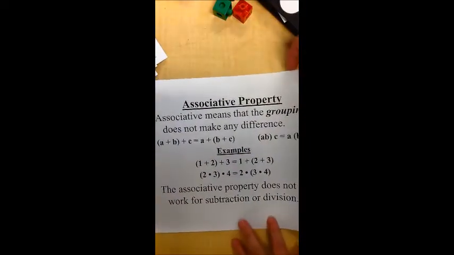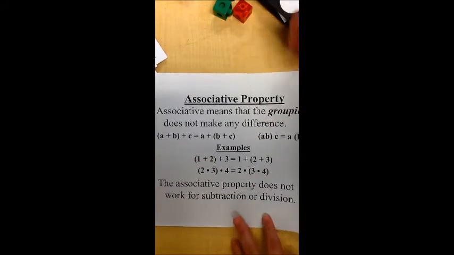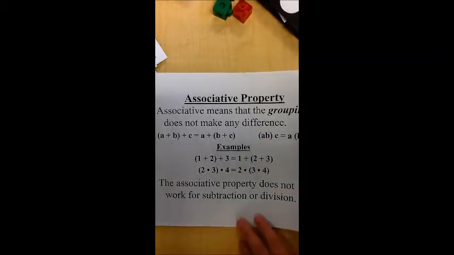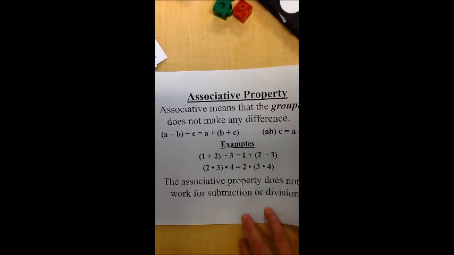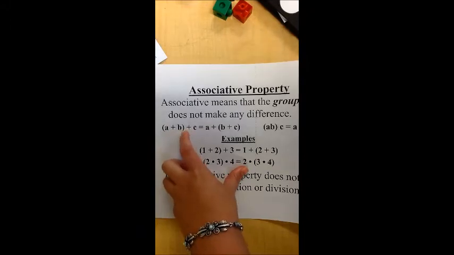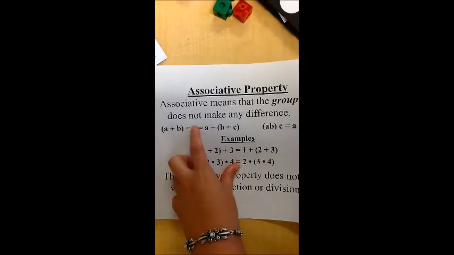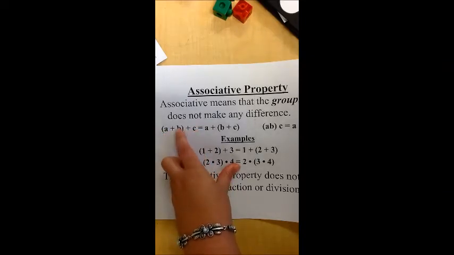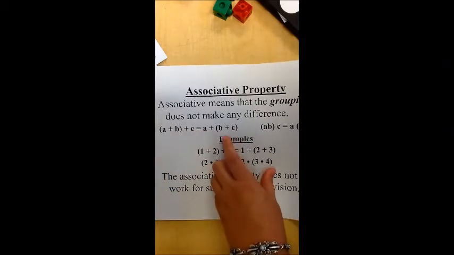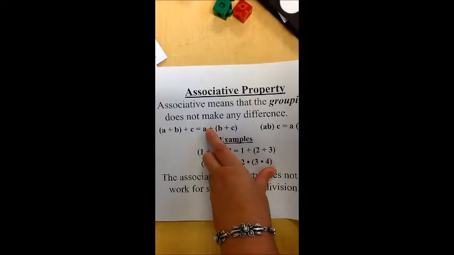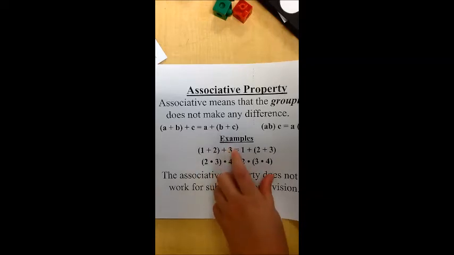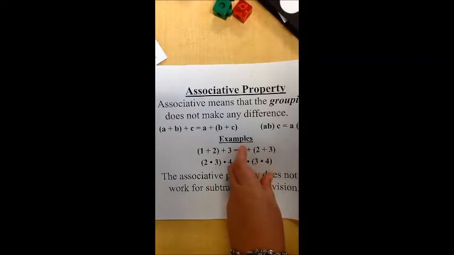Your second vocab term is the associative property. The associative property means that the groupings do not make any difference. So as you work on pre-algebra and into higher math, you'll start seeing parentheses in your math problems. Anytime you see something in parentheses, you do that part first. So here, before you can deal with adding C, you have to add A plus B. So A plus B and then adding C would give you the same answer as adding B and C and then adding A. Here's an addition example.